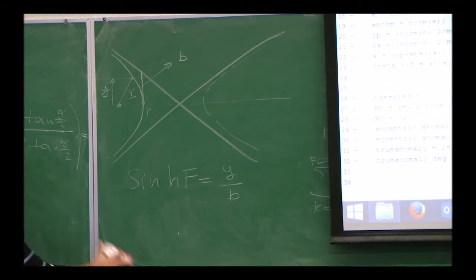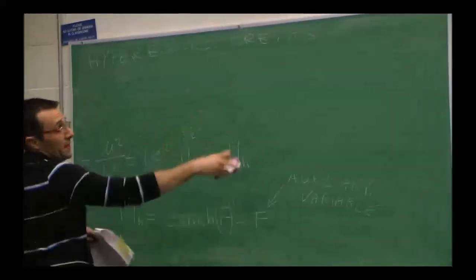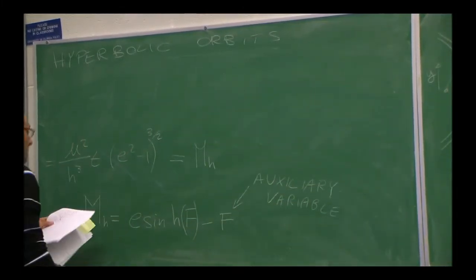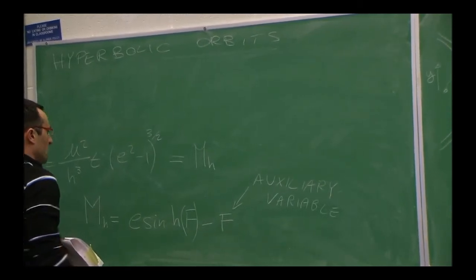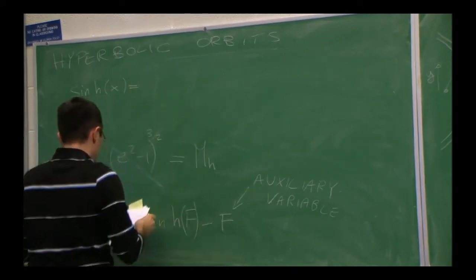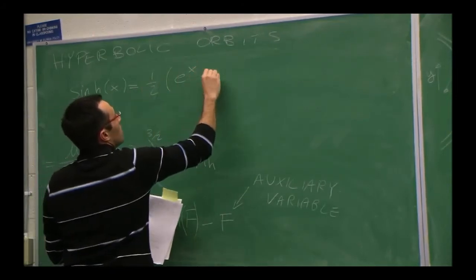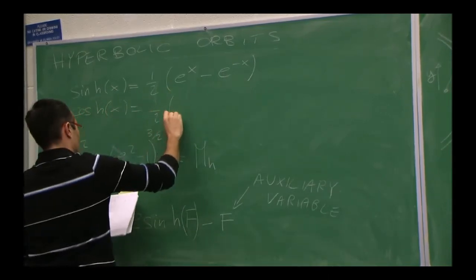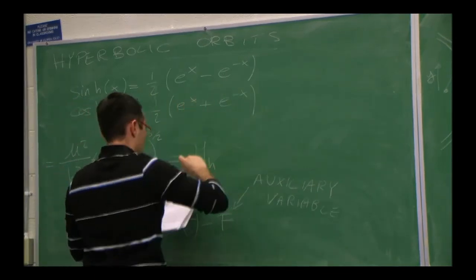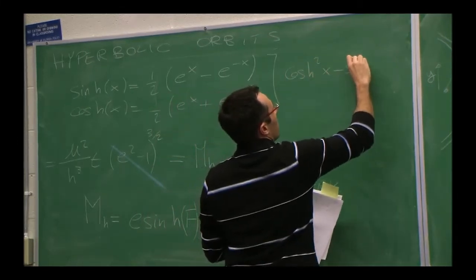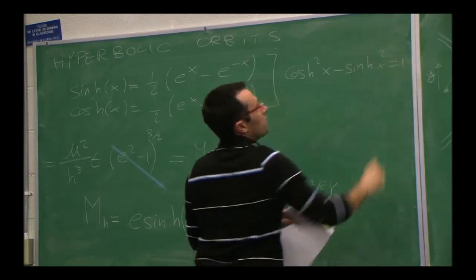I'm going to erase this. I don't even care about this, to be honest. This is where we start from, and then we introduce that variable, hyperbolic sine of some angle f. I can't even draw that. It doesn't have an actual geometrical counterpart. What is the hyperbolic function? Remember? No? You don't remember? And then the hyperbolic cosine is the following. And then we also have the property that hyperbolic cosine squared of x minus hyperbolic sine squared of x is equal to 1.